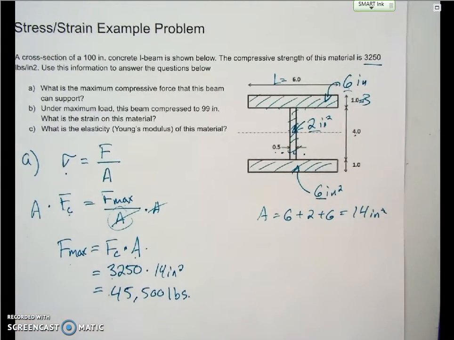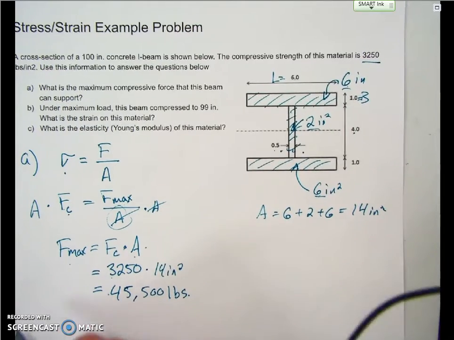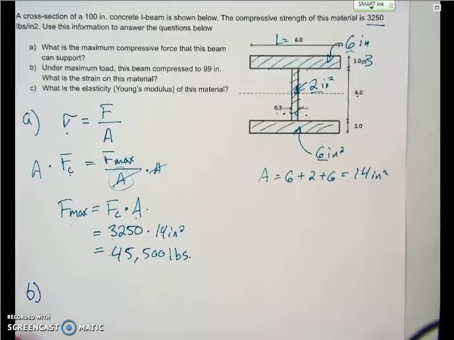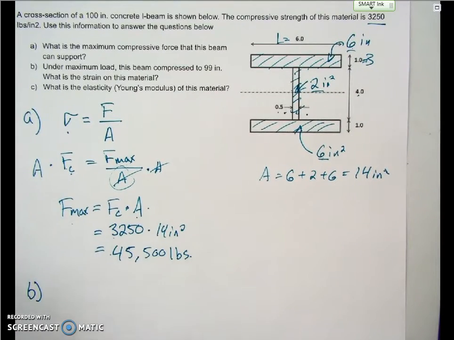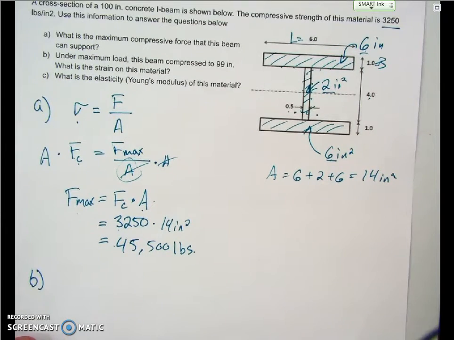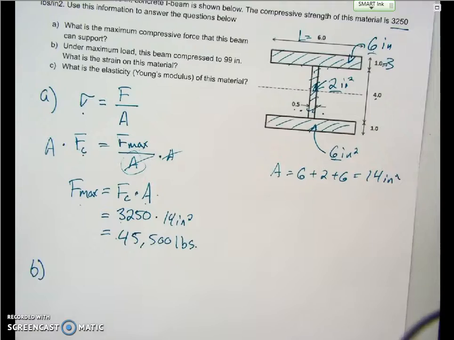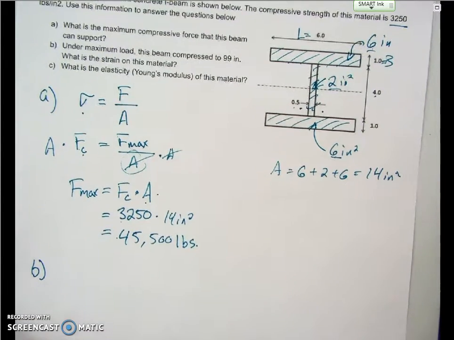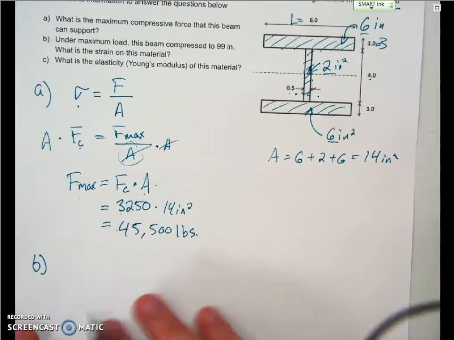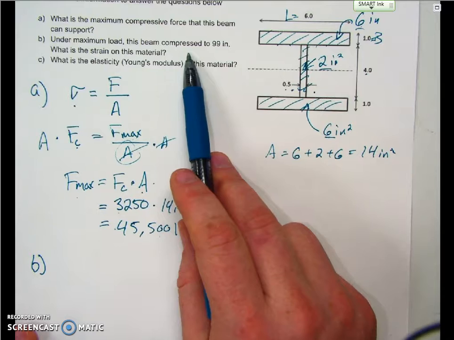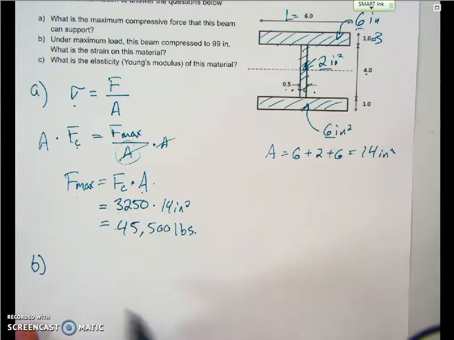Now, obviously, if I apply a force, especially a compressive force, to some material, there's going to be some change in the length of that material. So that's, again, strain in this material. Concrete is pretty resistant to compressive force. We wouldn't expect concrete to compress much. If this were a sponge or a clay or something like that, we'd expect a lot of compression. So if I want to figure out the strain, that's what Part B is asking for me. Under this maximum load, this beam compresses. What's the strain on the material?